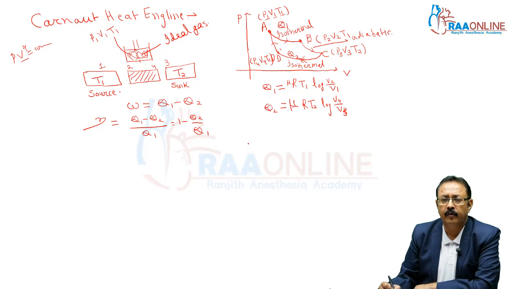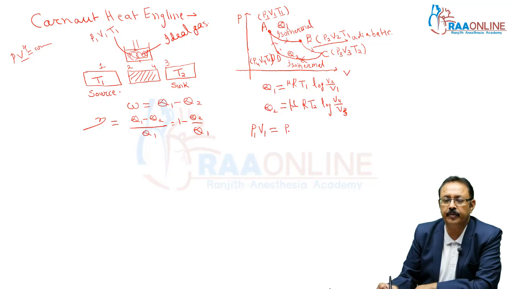Next, from A to B, gas was following Boyle's law. It means P1 V1 is equal to P2 V2. From B to C, it was an adiabatic process. P2 V2 raised to the power gamma is equal to P3 V3 raised to the power gamma.